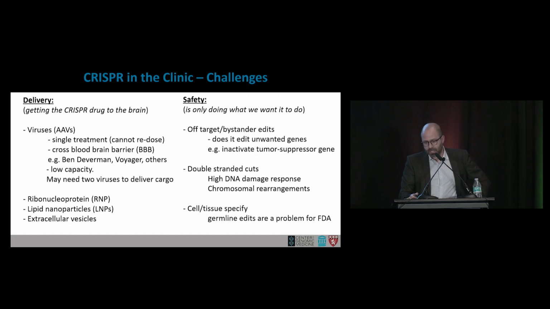Another concern, especially with earlier versions of Cas9 where you're having double-strand cuts, is that you're creating stress within the cells if you're constantly expressing Cas9 and constantly cutting DNA. This might trigger DNA damage response, it might trigger chromosomal rearrangements, and have deleterious side effects. And again, depending on your delivery modality, you might be reaching tissues that you may not be interested in expressing your Cas9 in. For example, germline edits are a concern for the FDA.